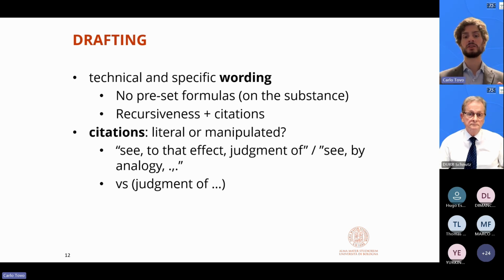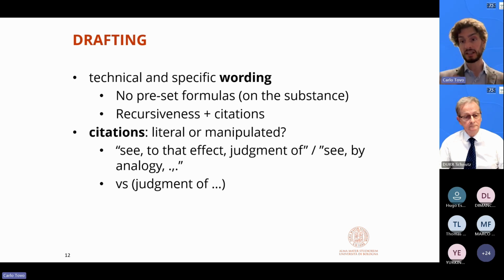First of all, you have to bear in mind that the court uses a technical but specific language. Even if there are no preset formulas to answer the questions on the merits, there is nonetheless some recursiveness in the court's decision. The logical connectors between sentences and between points are always the same, and the way in which the sentences of the court's decision are worded is broadly similar. Plus, there are frequent citations of other courts' decisions.